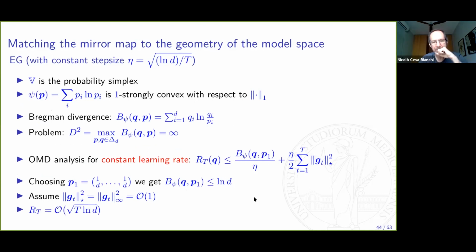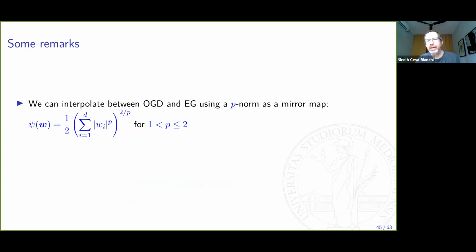Okay, so this is what I wanted to say, and I have just half an hour, pretty good. I wanted to talk about this interplay between the geometry of the decision space, the choice of the mirror map, and the analysis of online mirror descent. I hope you got the gist of this argument, and again, the mathematics is reasonably simple. Of course, you can play with norms. You can ask, why should I use a Euclidean norm? I can use the squared p norm as a mirror map, where p is any coefficient.